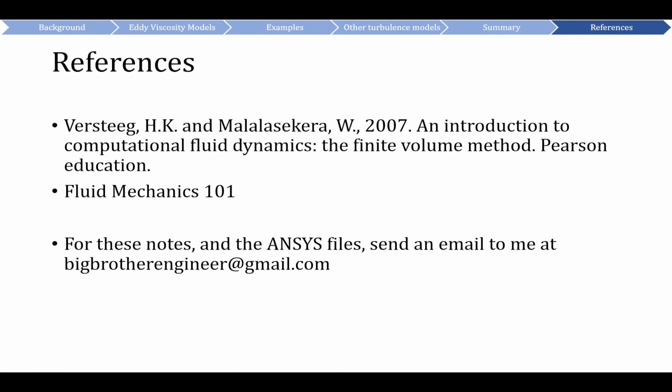So, some references then. I'd highly recommend a book by Versteeg, which I used as a source for many of my images in this talk. An Introduction to Computational Fluid Dynamics. It's a great book. I'd highly recommend it. I'd also highly recommend a YouTube channel called Fluid Mechanics 101. His YouTube videos really help drill the ideas into your head after you read about them.